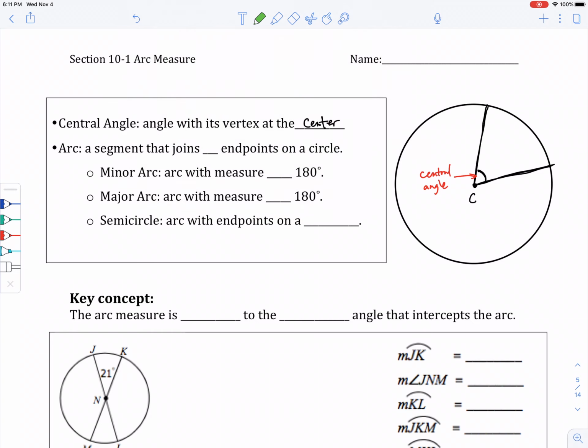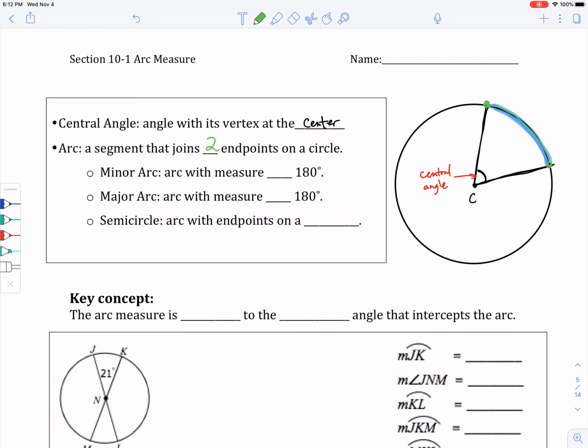Now, if you see, the angle is actually cutting off a part of our circle and is creating an arc. This arc is what we're looking at when we're looking at arc measure. Okay? Now, an arc is a segment that joins two endpoints together. So these two endpoints.